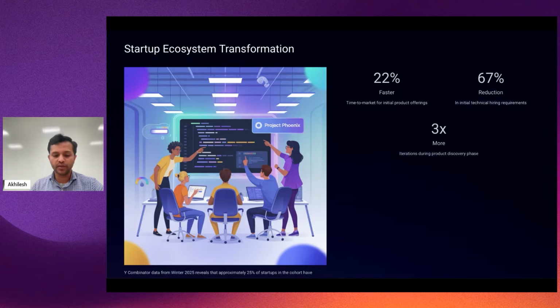And what this means is non-technical founders are able to build the MVPs themselves. And there's a 67% reduction in initial technical hiring. Validate your idea first and then hire later, right? And there's 3x more iterations during discovery. So you're able to fail fast, if needed, pivot and succeed faster, right? Earlier there used to be the technical co-founder shortage. Now with vibe coding, you don't even need that for the MVP. So what we are seeing is a paradigm shift where we are witnessing the democratization of entrepreneurship itself.